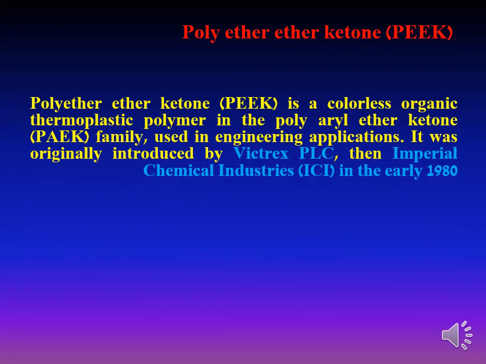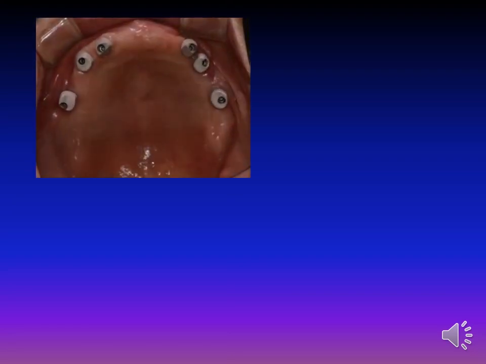And we can use polyether ether ketone, PEEK, as the denture material, and also we can use chrome cobalt material. And we can use other materials. This is PEEK.